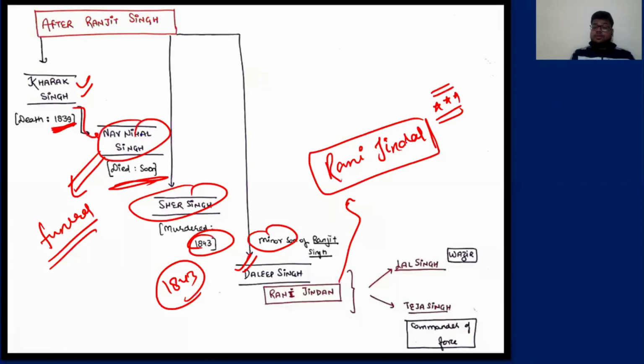Rajaram was Shivaji's son, not husband. So Rani Jindan became the queen regent.